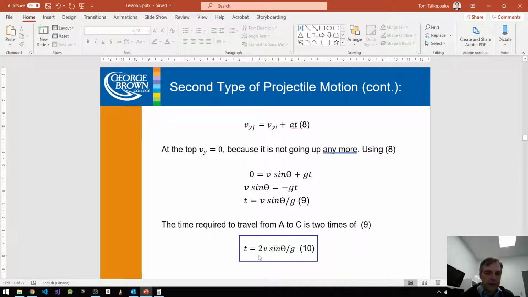So if we know that, then we can just say that the total time it takes from A to C is just 2 times that. Whatever this is, multiplied by 2, and that's the total time.